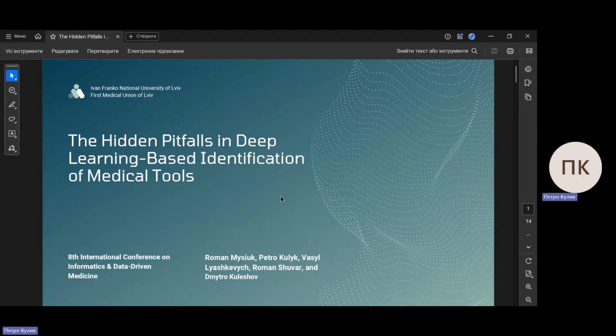My name is Petro and I'm glad to present you our conference paper, which is "The Hidden Pitfalls in Deep Learning-Based Identification of Medical Tools." This paper was made in cooperation with the IT department of the First Medical Union of Lviv and Ivan Franko National University of Lviv. Let me proceed.